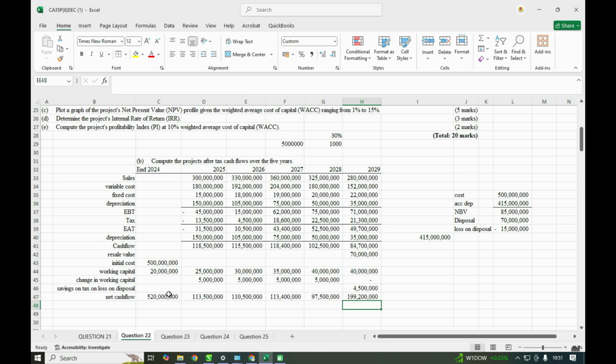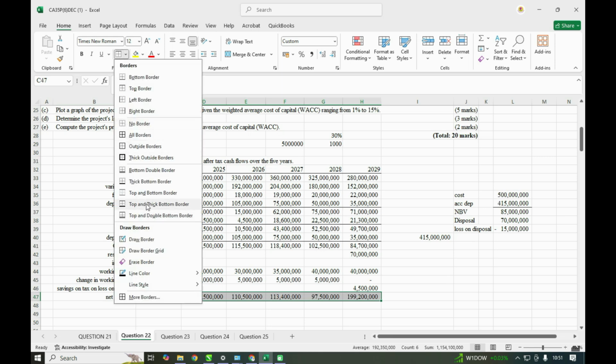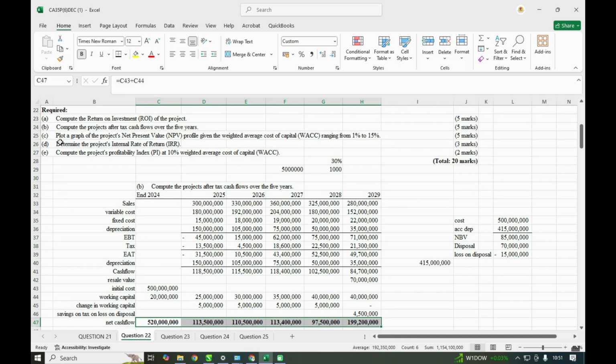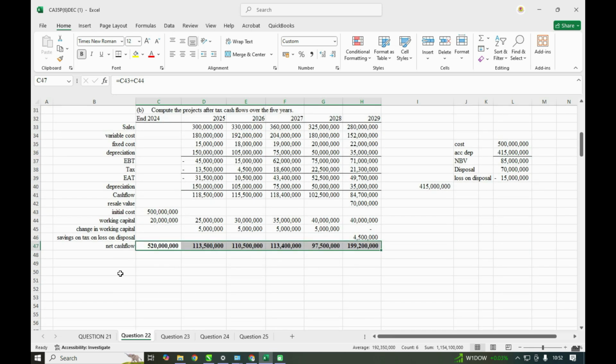So that will be our cash flow for that particular period. That is our net cash flow, according to number A. And that is part B, compute the project after tax. These are the after tax cash flows, the after tax cash flow for the 5 years. Then you can compute the project.